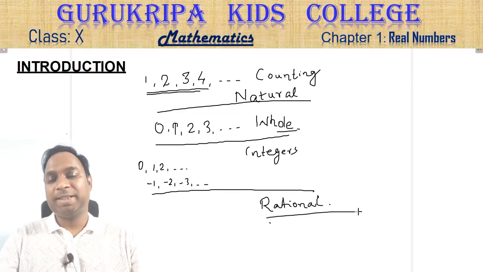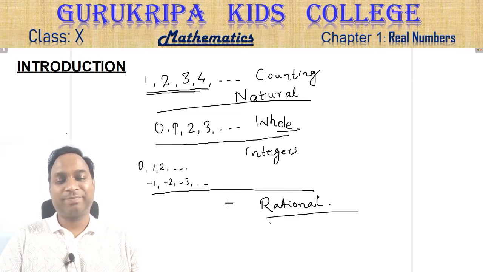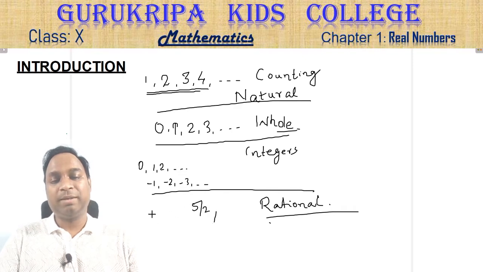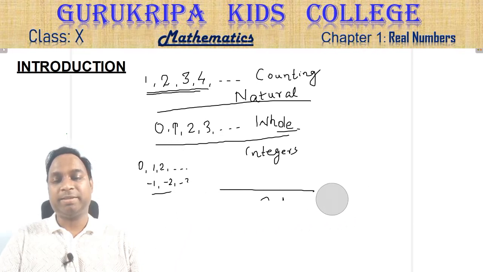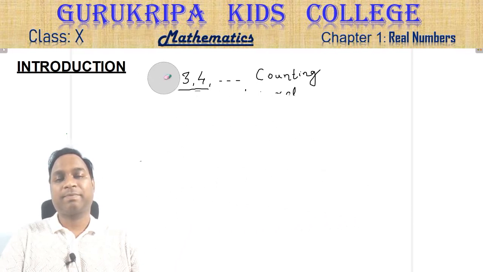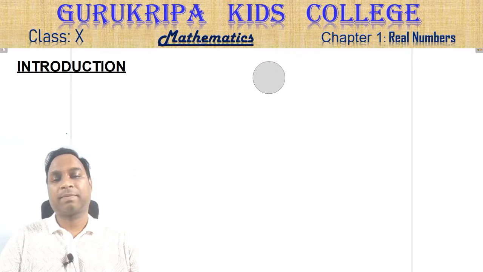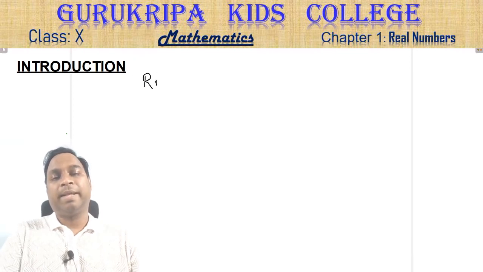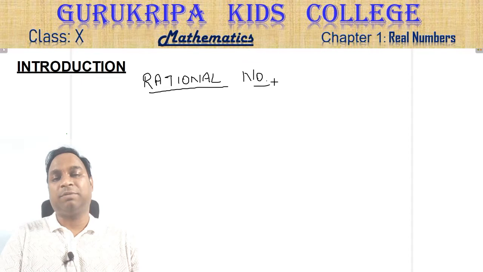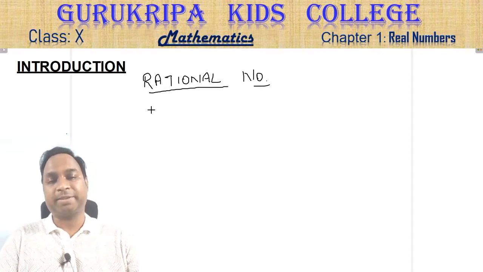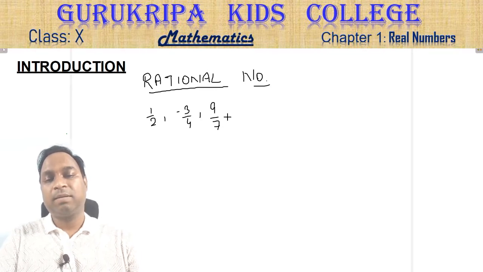Do you remember what a rational number is? Any fraction. 5 by 2, 3 by 4, all these are rational numbers. Let's see a little more about rational numbers. The name of the chapter is real numbers, which is different from rational numbers. We are talking about rational numbers now. What is a rational number? Any fraction. 1 by 2, -3 by 4, 9 by 7. All these are rational numbers.